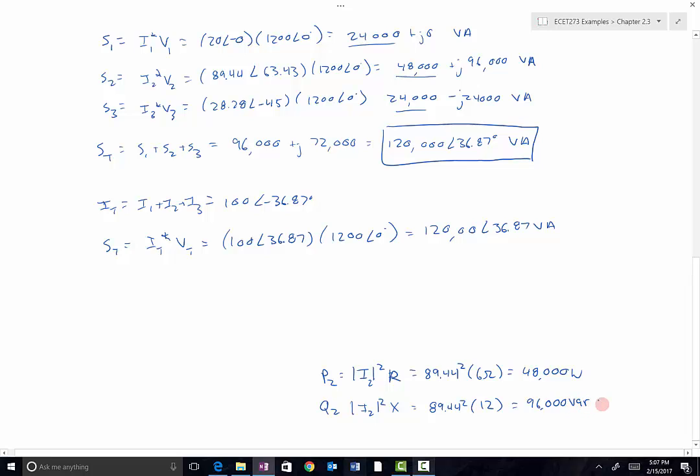Due to the beauty of geometry, you can decompose those into individual components as long as we use the magnitudes. Up here we used magnitude and angle times magnitude and angle, and that gave us a complex number. Down here we just used the magnitudes. We got rid of those angles, and we decomposed S2 down into P2 and Q2, and got the same result. So it's helpful to be able to switch back and forth and understand that you can use either technique with equal success.